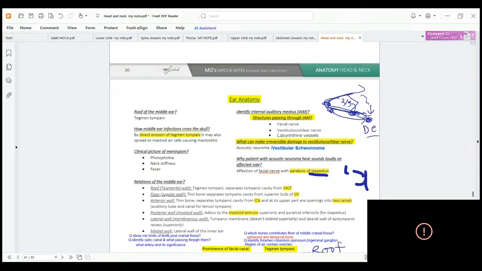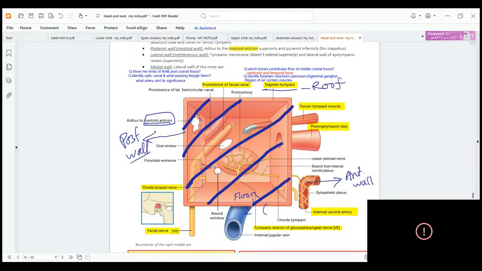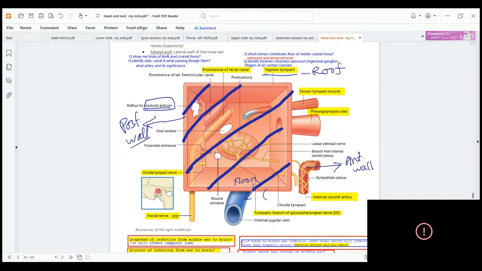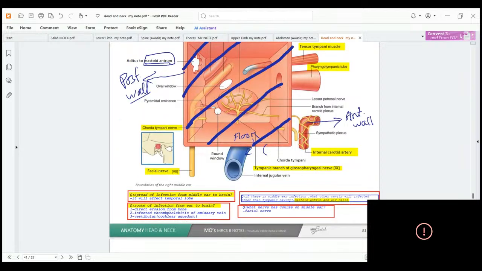This is a very bad picture. This is the facial prominence of the facial canal, facial nerve. This is the internal jugular vein.